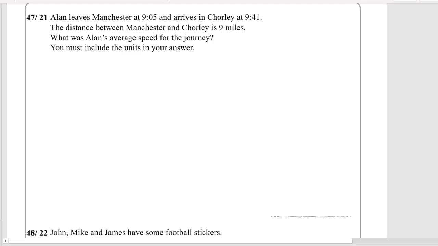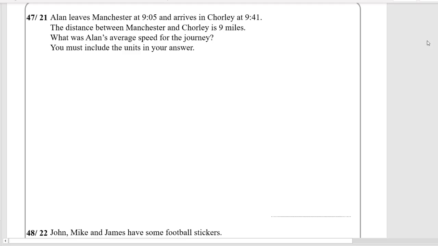Next, Alan leaves Manchester at 9:05 and arrives in Chorley at 9:41. The distance between Manchester and Chorley is 9 miles. What was Alan's average speed for the journey? You must include the units in your answer.